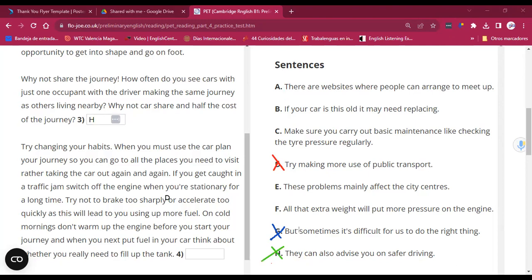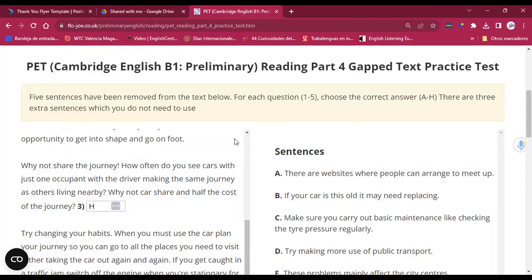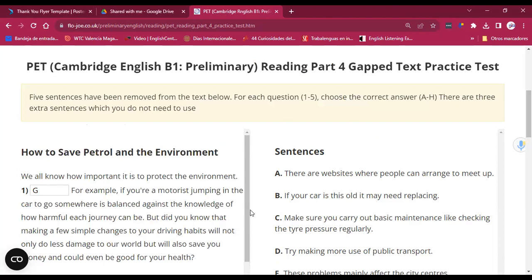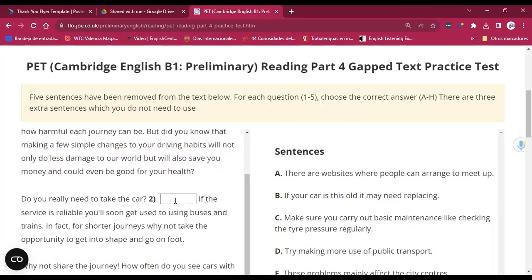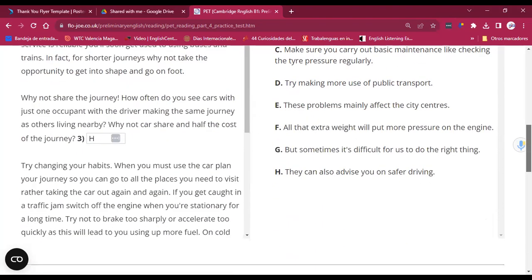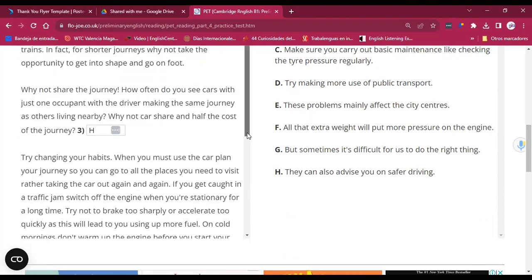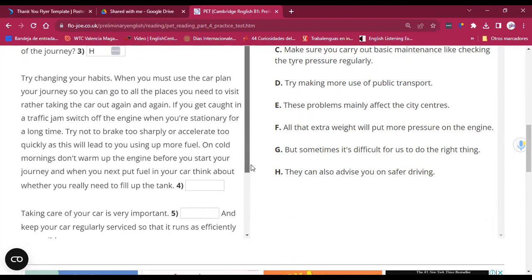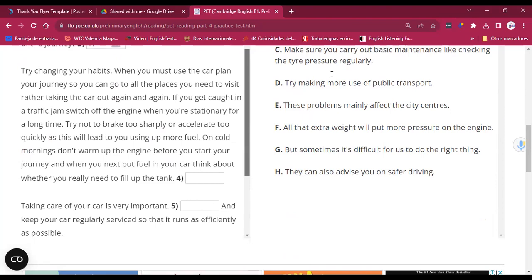Next, try changing your habits. Okay, wait. Here it is not like this. Give me a second. Okay, this is letter H. And this one is letter G. Okay, nice. G and H. And this is letter D. You agree it was letter D. Next, try changing your habits. When you must use the car, plan your journey so that it can go to all the places you need to visit.